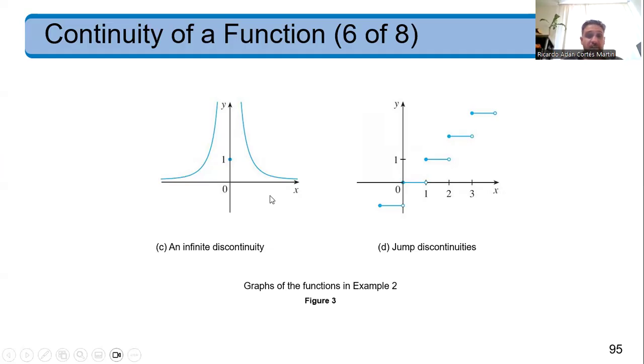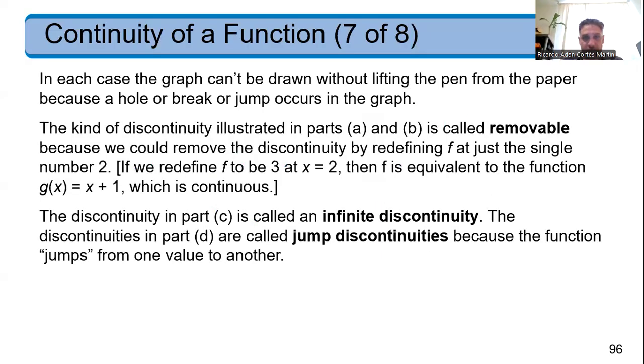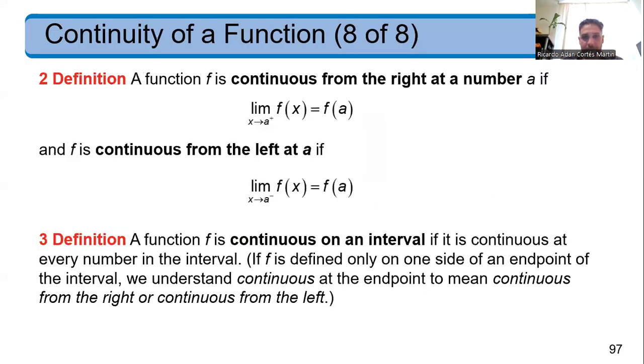In this case, we have an infinite discontinuity because it goes to infinity. And when we have something that takes a step, this is a jump discontinuity. Okay. So functions can be continuous from the left or from the right.